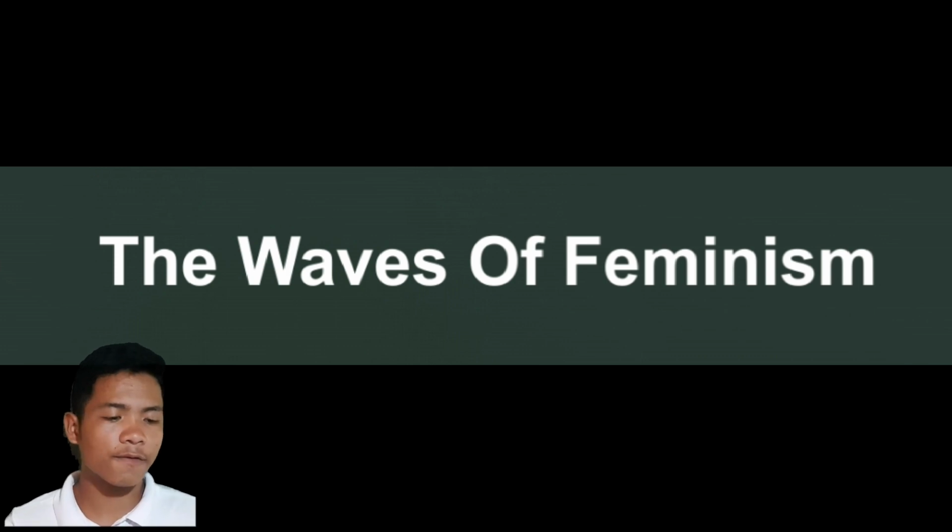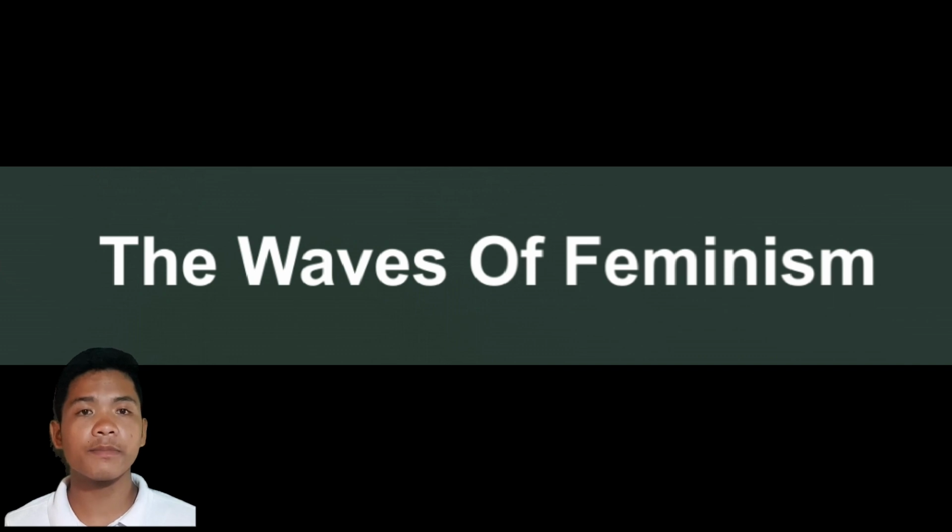So, the waves of feminism. The history of modern feminism can be divided into four parts, which are termed waves. Each wave marks a specific cultural period in which specific feminist issues are brought to light. So it is said that feminist issues are given highlights and solutions.